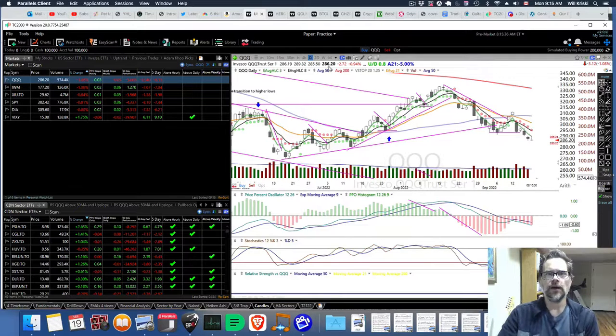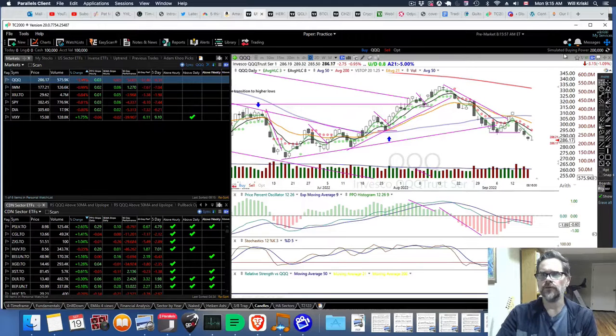So in TC2000 software, you can see the pre-market at 8:15, and you're seeing that it's down 1% for NASDAQ and 0.8% for the Dow Jones. And 0.8% for the SPY and about 1% for the IWM as of 8:15 this morning.